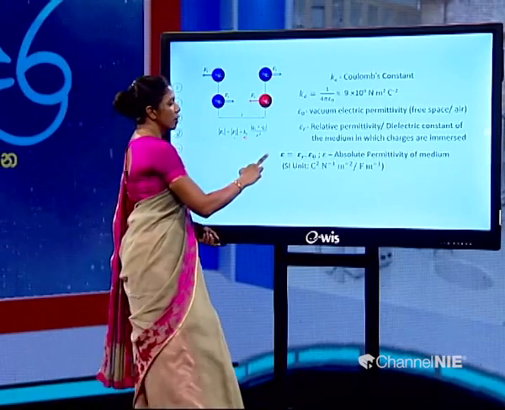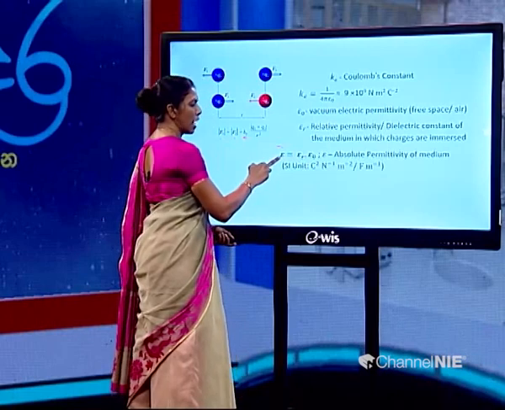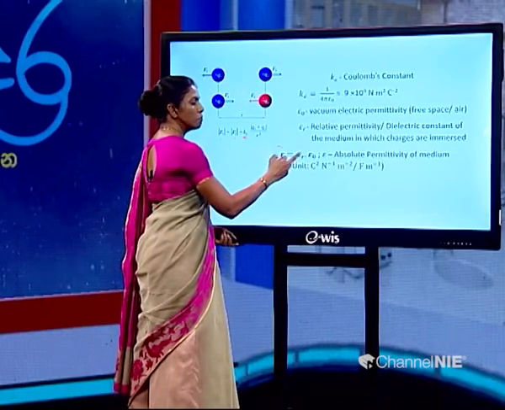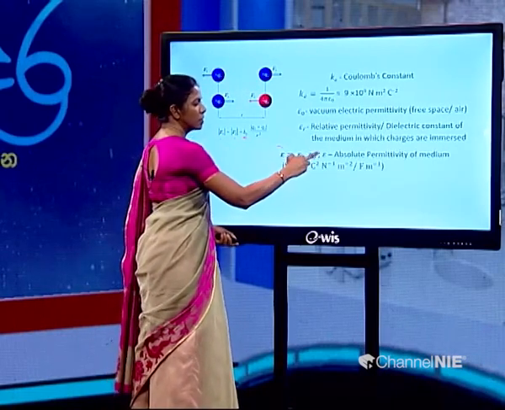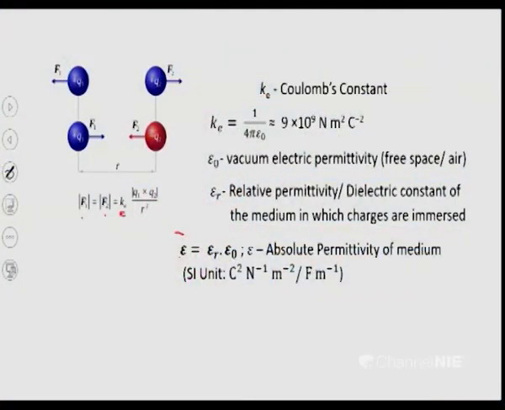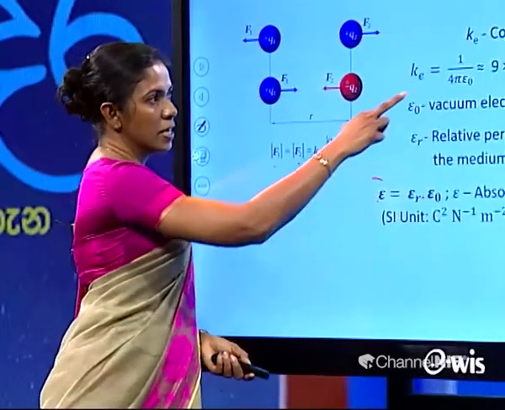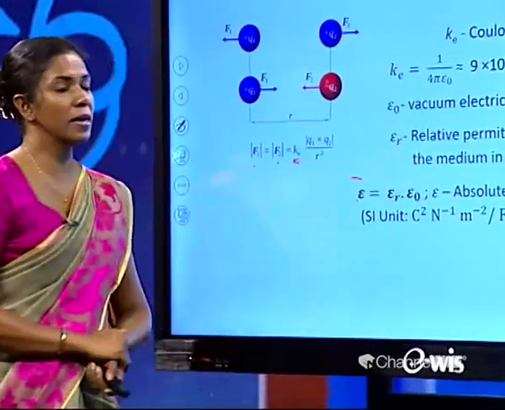We say the absolute permittivity of that medium is 1.5 times the permittivity of free space. I will repeat, the absolute permittivity of that medium is 1.5 times the vacuum electric permittivity. So, we say permittivity is the property that depends on the medium.